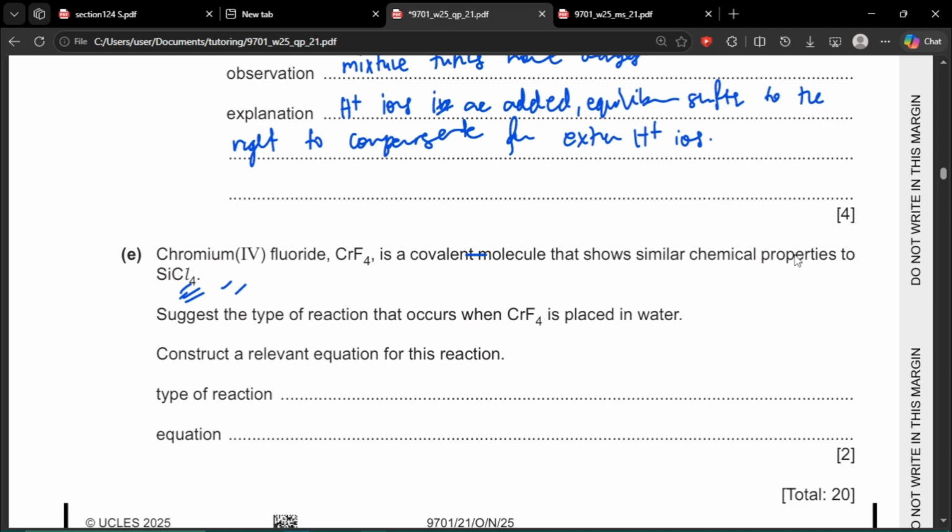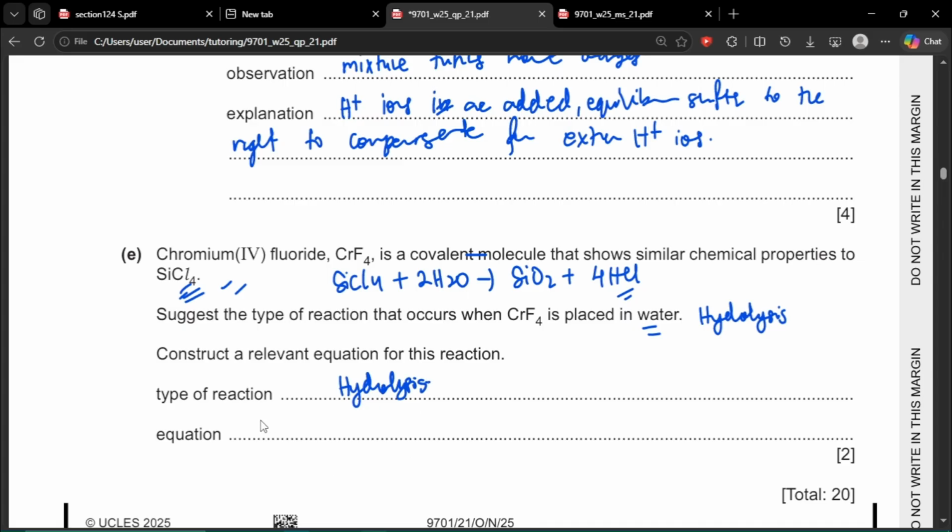Since they said they show similar chemical properties to silicon tetrachloride, let's look at what happens when silicon tetrachloride faces off with water. It would react with water. Anything that reacts with water is normally hydrolysis, and this is one of the reactions that you have to memorize because it comes often too. They form silicon dioxide and 4 HCl molecules. Now, since it has similar chemical properties to chromium fluoride, it's going to be the same thing. The type of reaction is going to be hydrolysis.